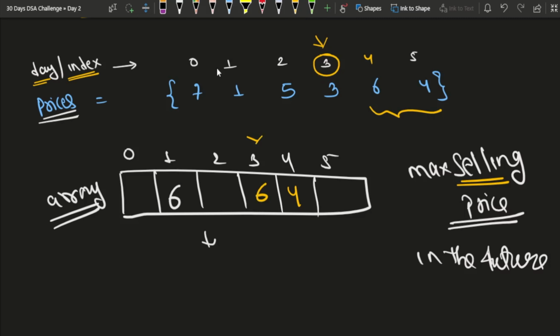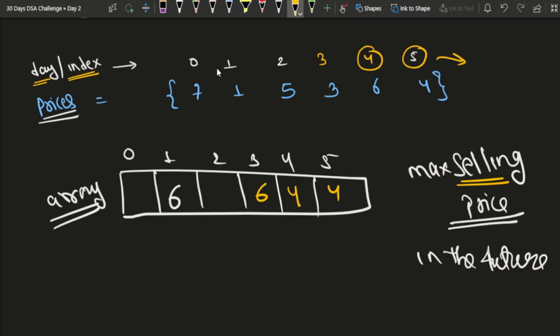What we will basically do: let's say I decide to buy the stock on day number 5, then what will be the maximum selling price in the future? You will say, sir, we do not have any future, this is the last day. So we will just store 4 here, as it is the last day. Then I'll come to index number 4. If I'm at index number 4, I'll again ask you what is the maximum selling price you can make in the future. Maximum selling price is 4. So we have stored 4 here, right?